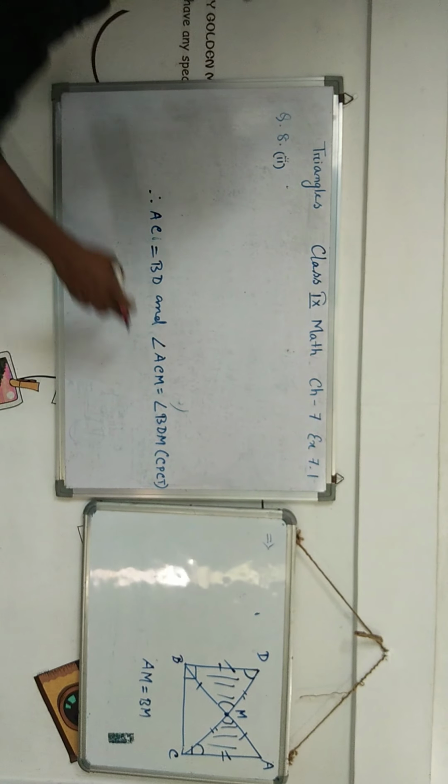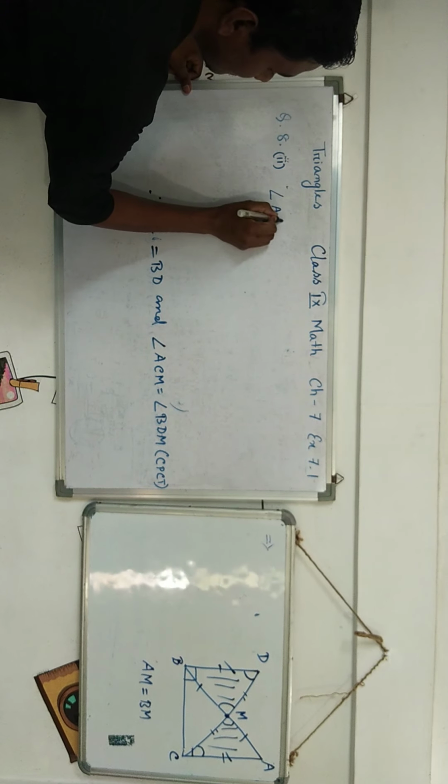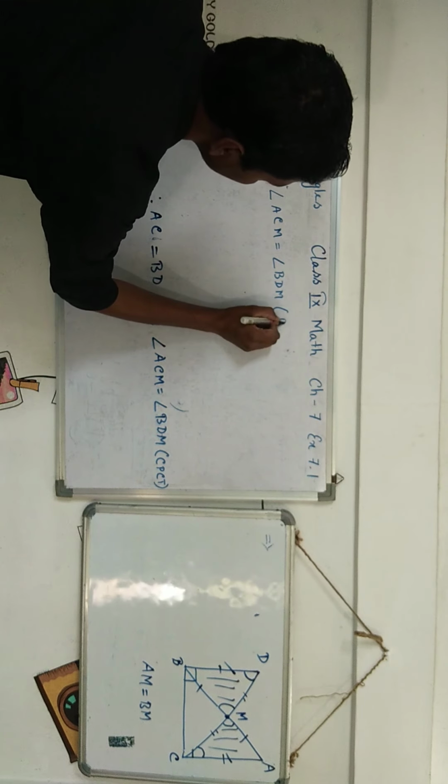We can write that these two angles are equal. I have shown it. So first point I will write angle ACM is equal to angle BDM. It is already proved.